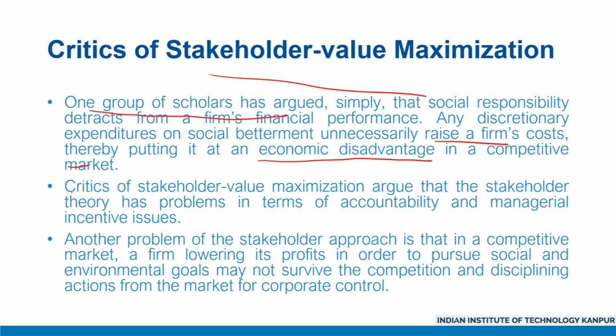One critique of SRI investing comes from the shareholder value maximization argument that the stakeholder theory has problems in terms of accountability and managerial incentive issues. More specifically, according to the shareholder value concept, managers are expected to invest until the project's marginal return equals the cost of capital. In the stakeholder value theory, managers are asked to balance the interests of all stakeholders to the point that the aggregate welfare is maximized.